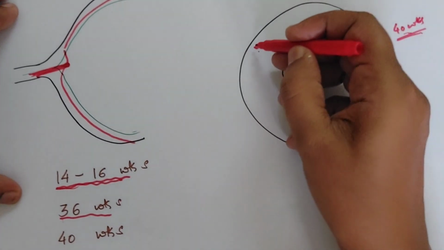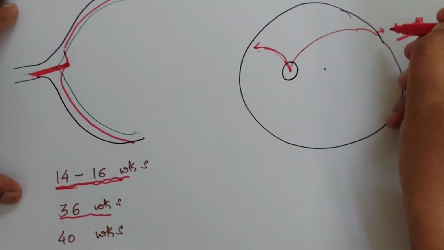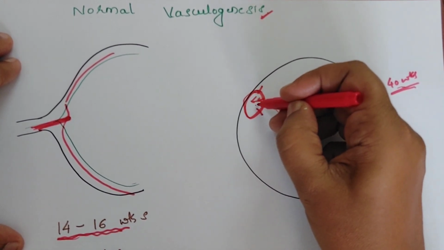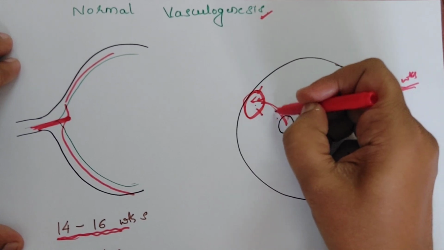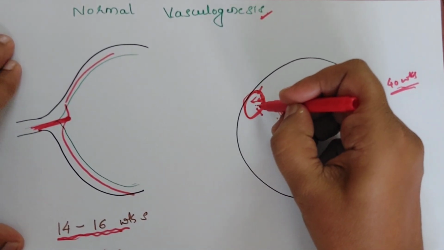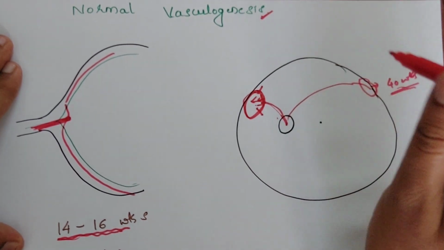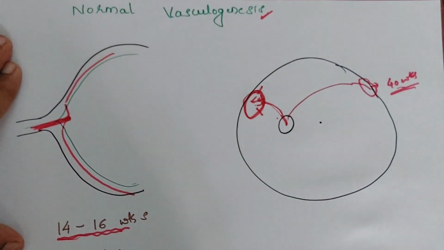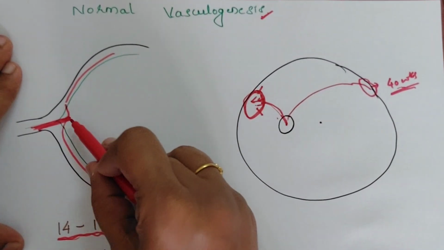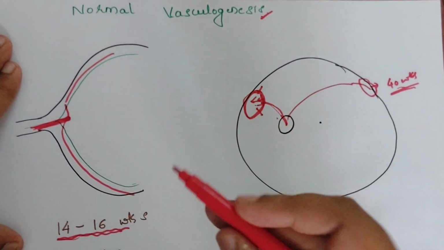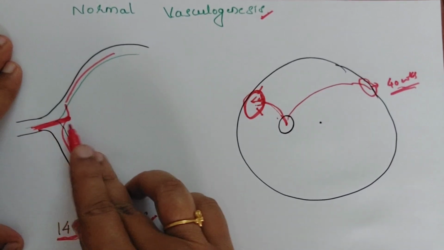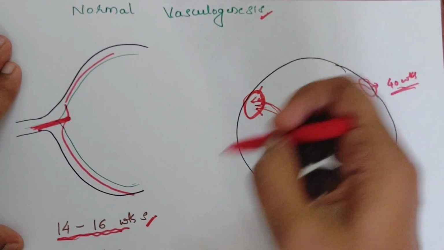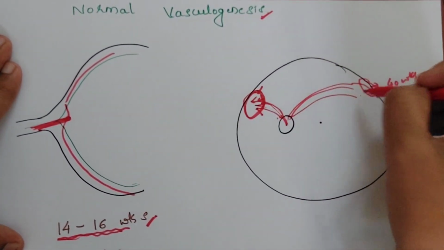How do you say that vasculogenesis is complete both nasally and temporally? Consider the one disc diameter area just behind the ora serrata. If the vascular process is seen in this one disc diameter area of the ora serrata, that's called normal vasculogenesis, both temporally as well as nasally. Important things to remember here: the mesenchyme, which is the precursor of vascular growth in the retina, enters from the optic disc at 14 to 16 weeks of gestation; 36 weeks completes the vasculogenesis in the nasal area; and 40 weeks completes the vasculogenesis in the temporal area.